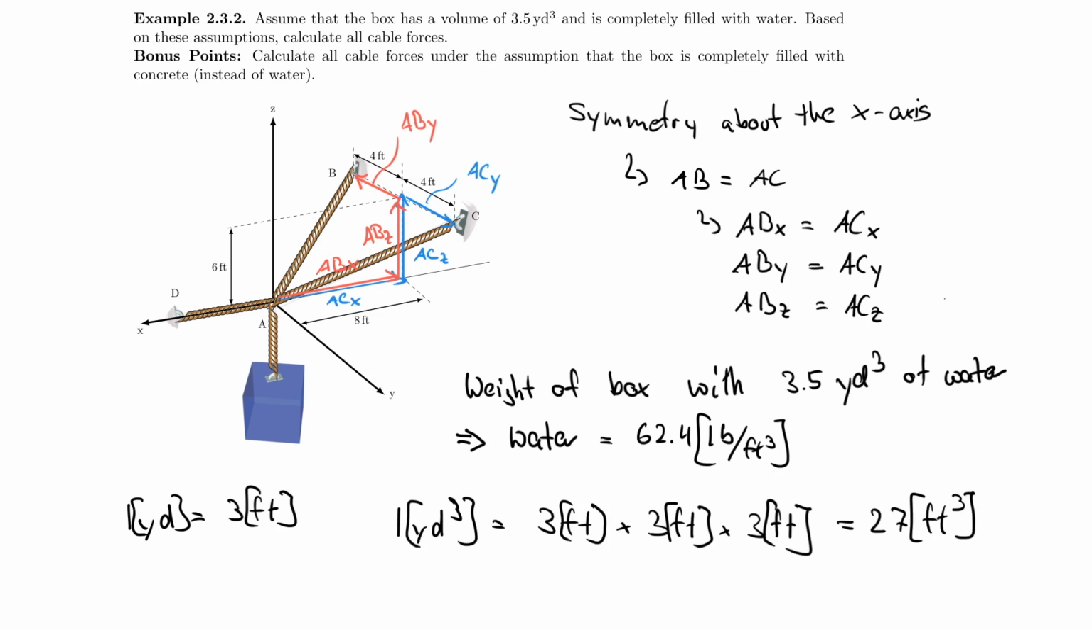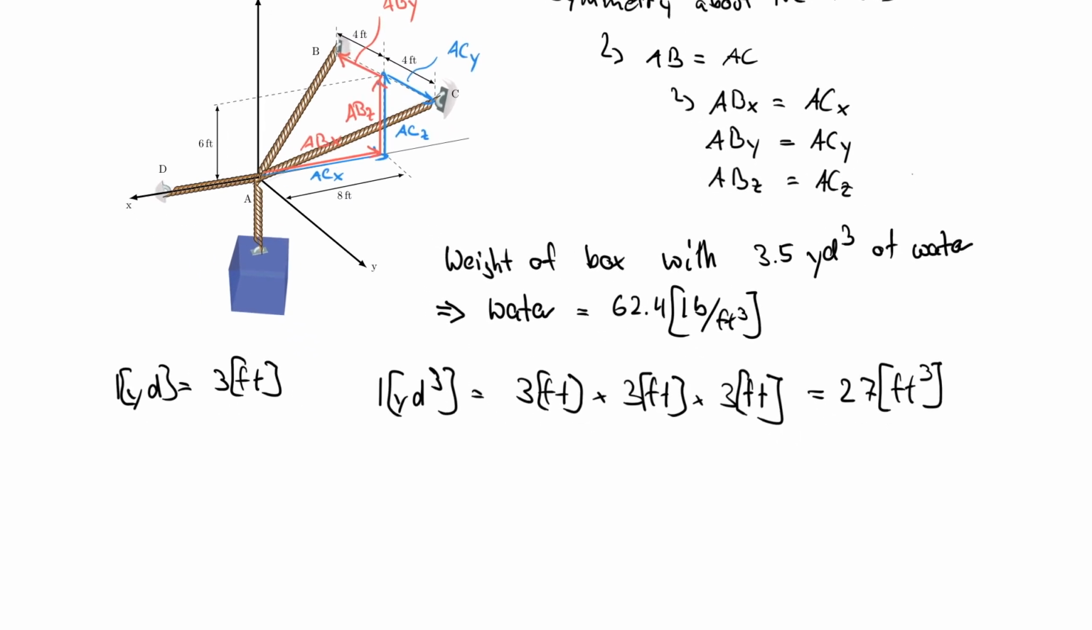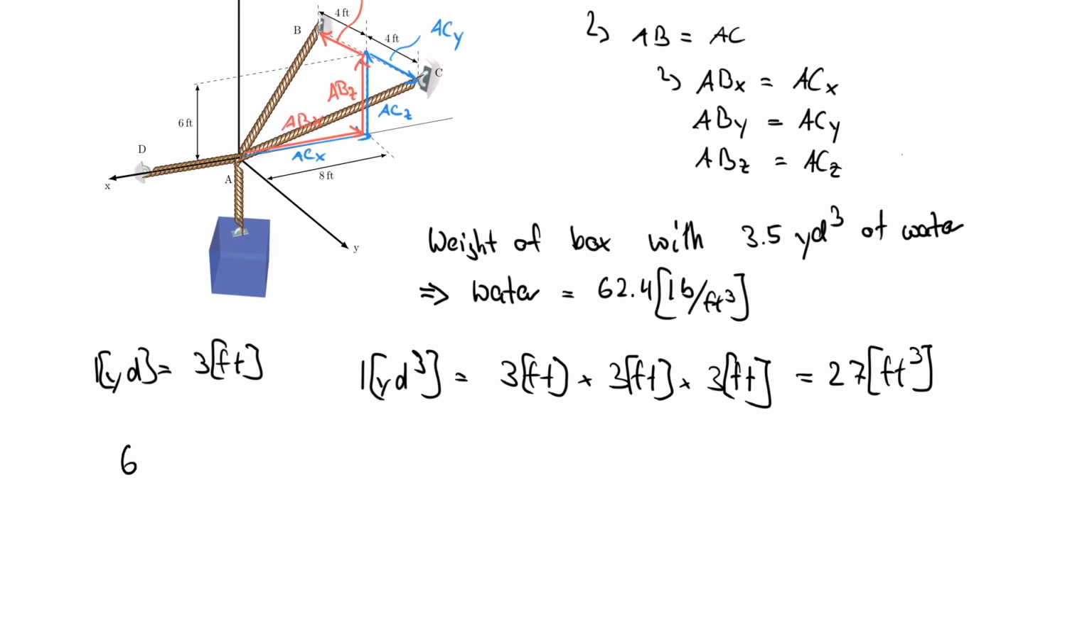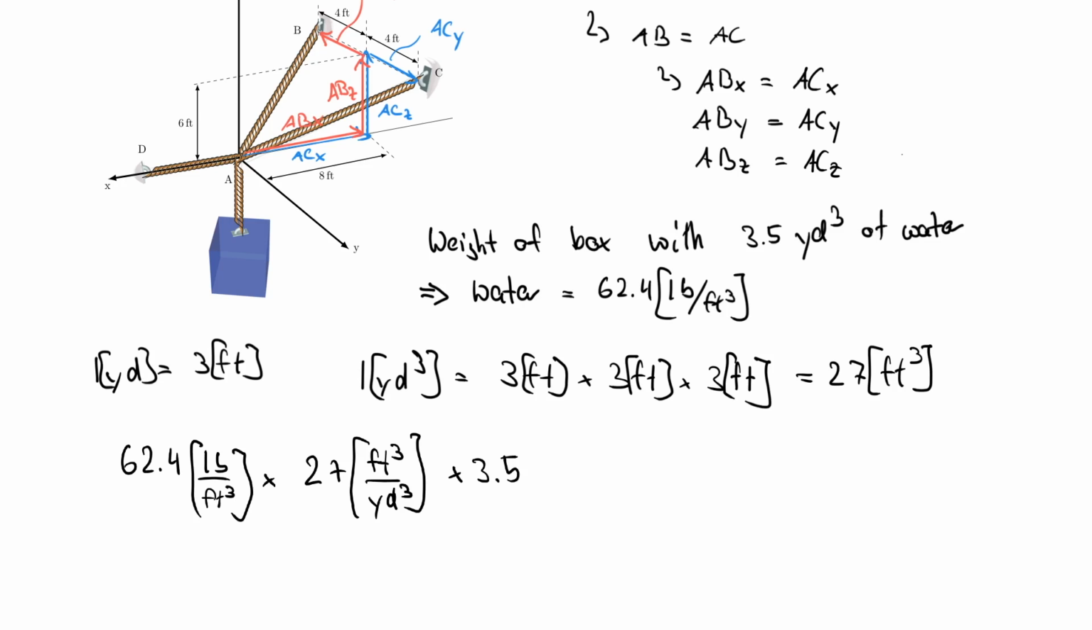And now you can use that 27 foot to calculate how heavy this box is, right? Because now your box is 62.4 pounds per cubic foot multiplied by 27 cubic foot per cubic yard is the way to write this. And then, of course, we have to multiply it by 3.5 because that's the multiplier of the box. And what you will find is that your box actually now has a weight of 5,900 pounds, or roughly 5,900 pounds.